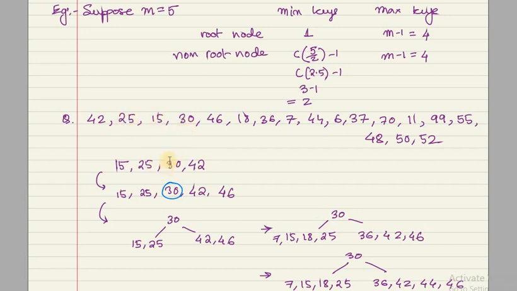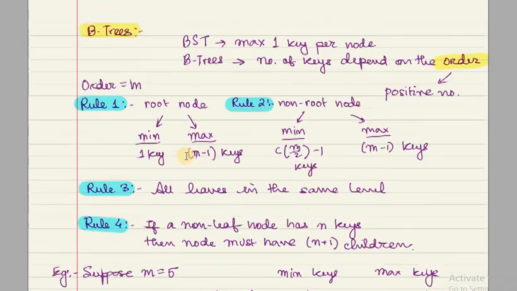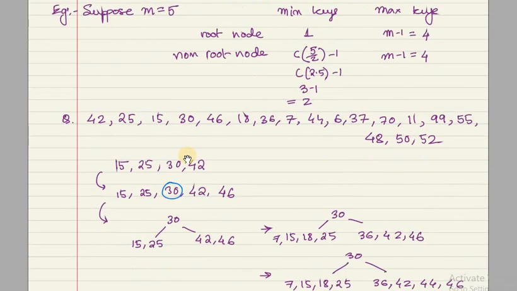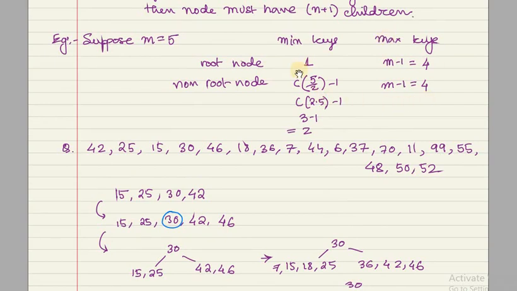Okay, we have allowed 4 keys to join to become a particular node. So why have we allowed 4? Because if you look at this table here, if you consider them to be columns and these are the rows, then you see that for a root node, minimum key is 1 and maximum key possible is 4.